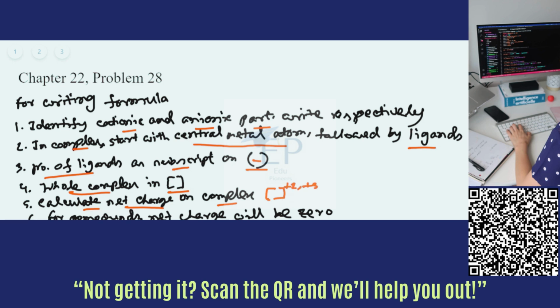And in case of compounds, the net charge will be 0, so you'll have to make sure that the net charge on your compound is 0.